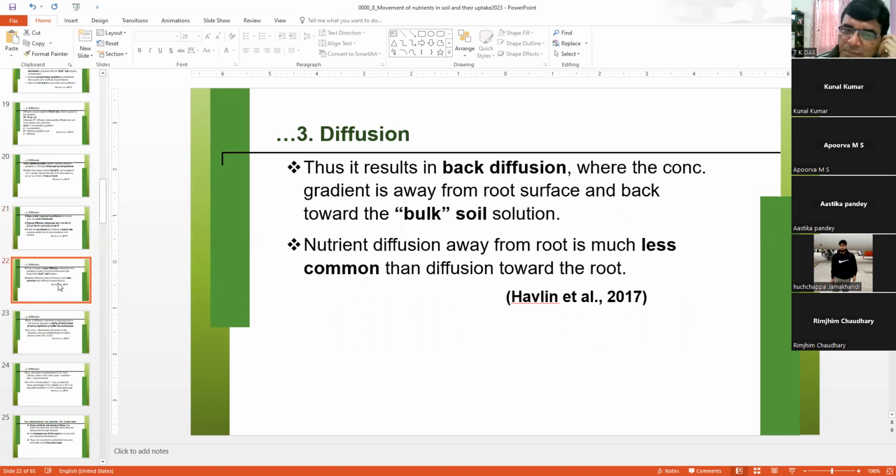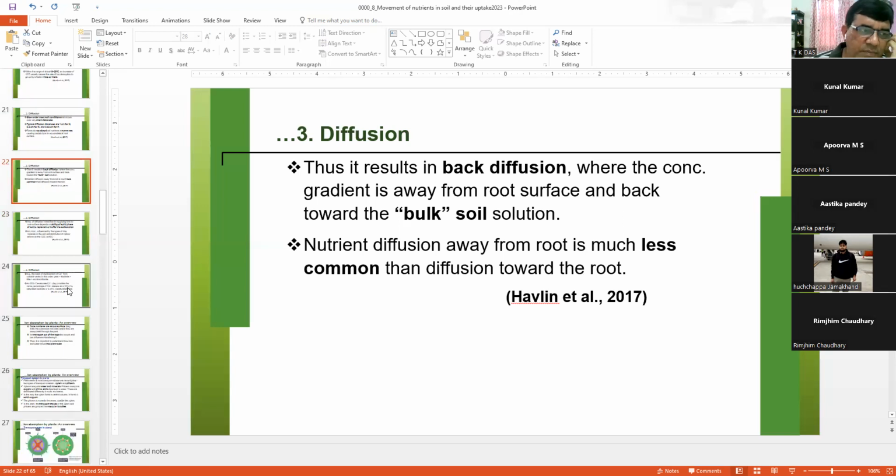So therefore, some back diffusion can happen. It results in back diffusion where the concentration gradient is away from the root surface and back towards the bulk soil solution. Nutrient diffusion away from the root is much less common than diffusion towards the root. So that is true, but sometimes you can find back diffusion also.